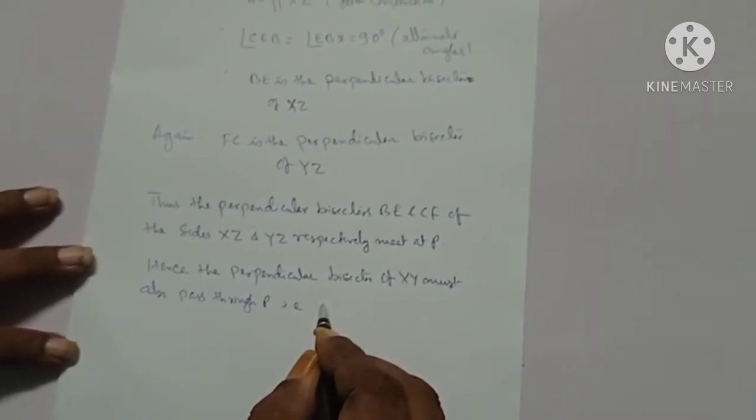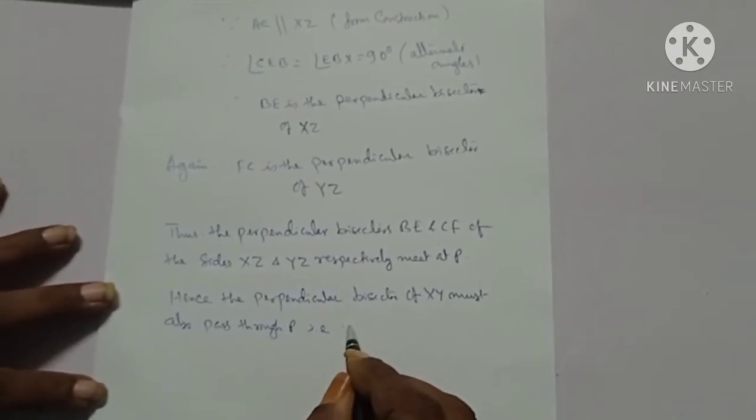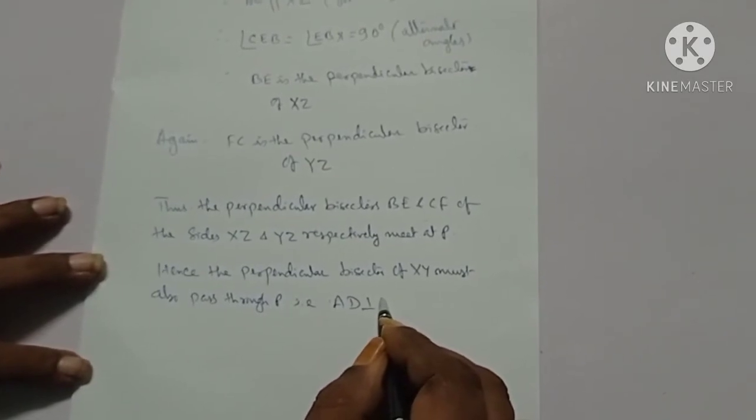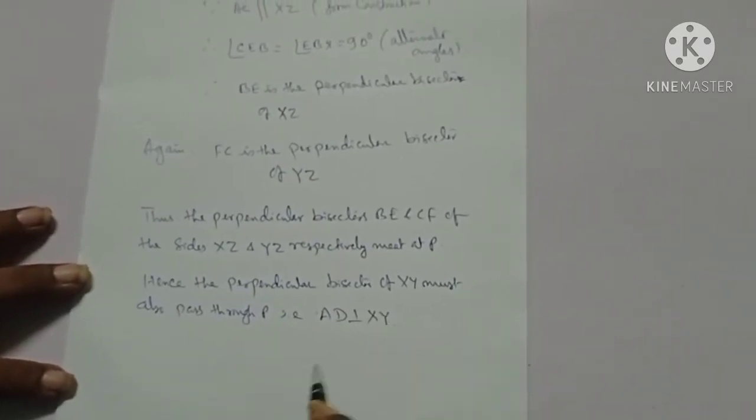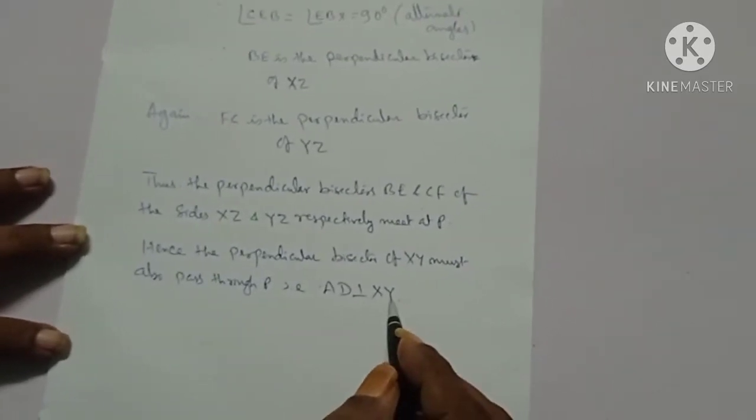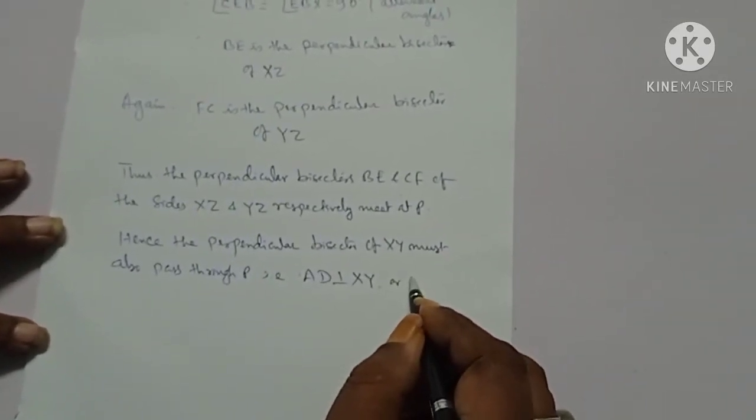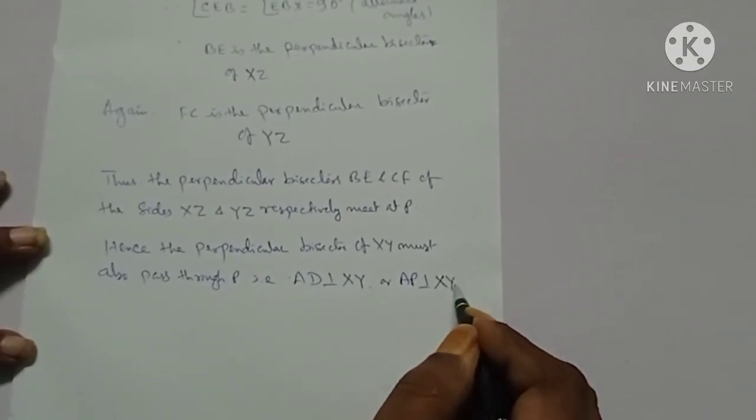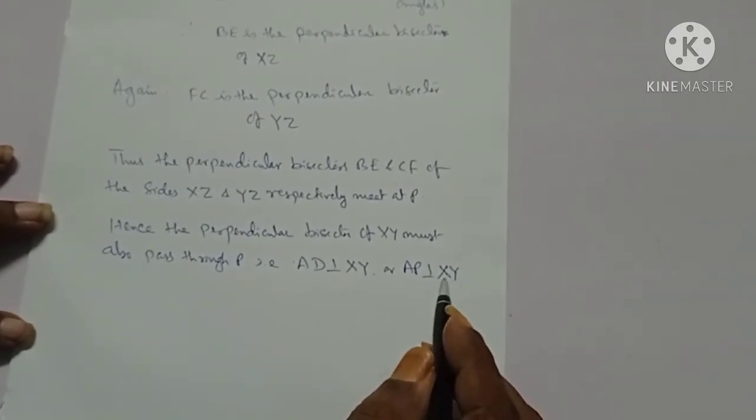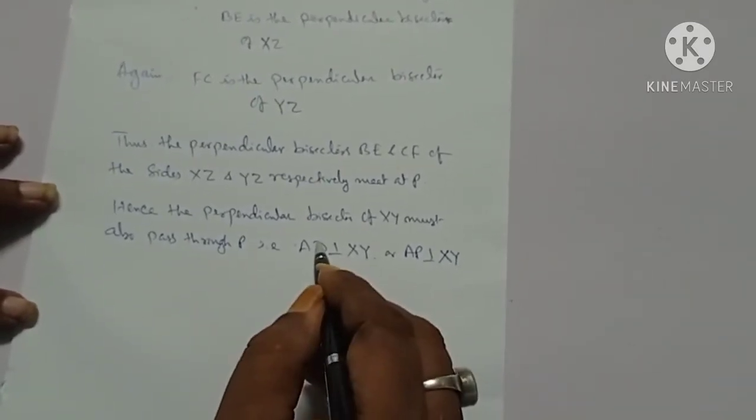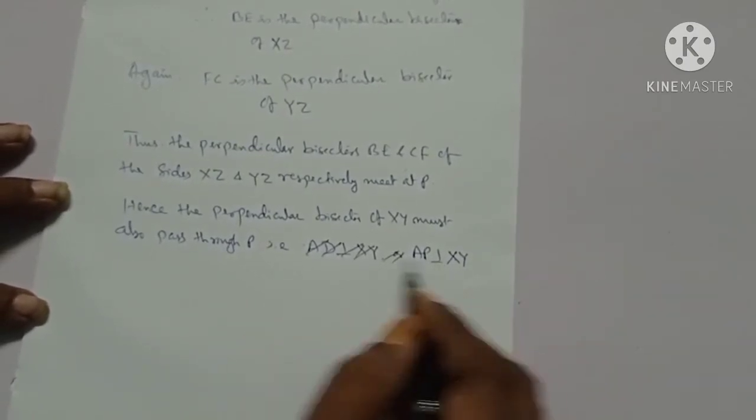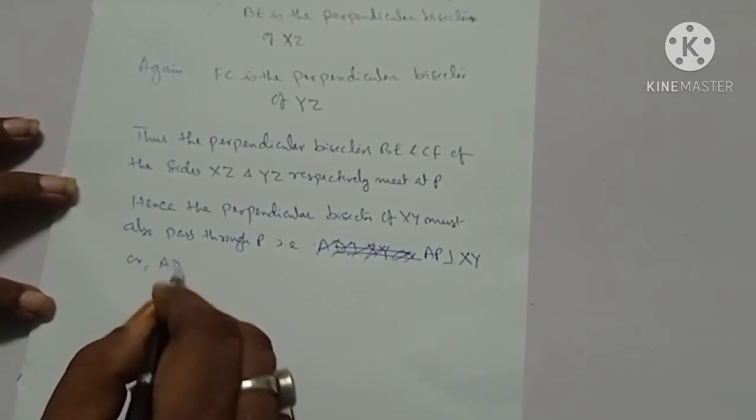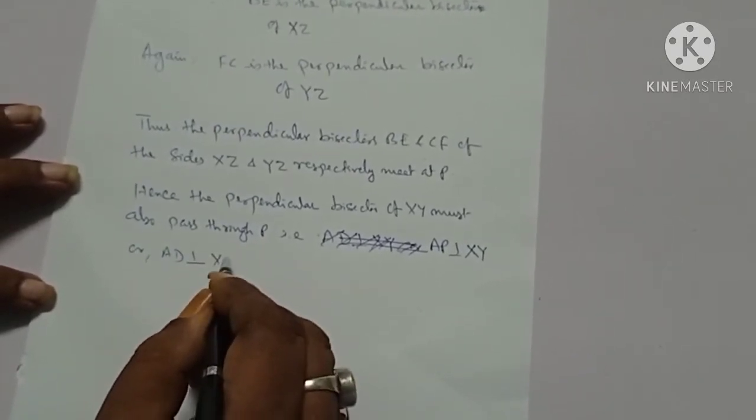That is, we can say that AD is perpendicular to XY, or AP is perpendicular to XY. Let me write this first: AP is perpendicular to XY, or AD is perpendicular to XY.